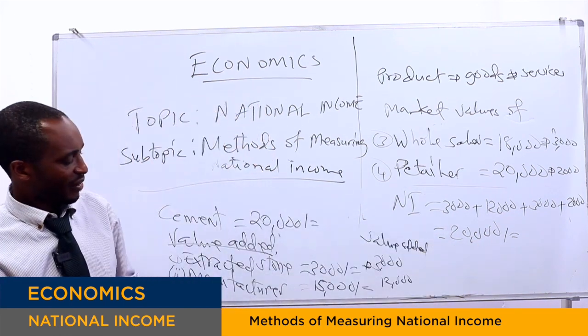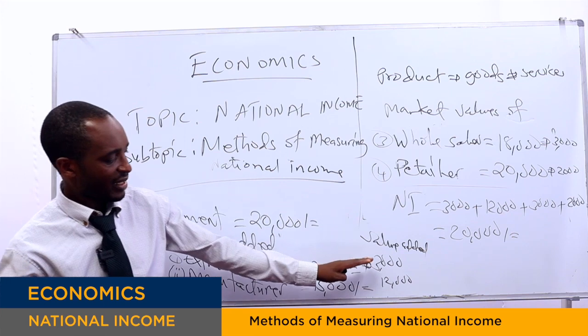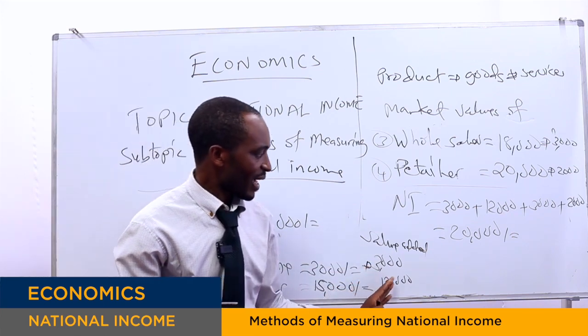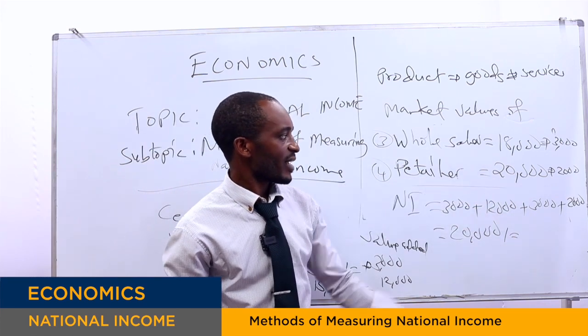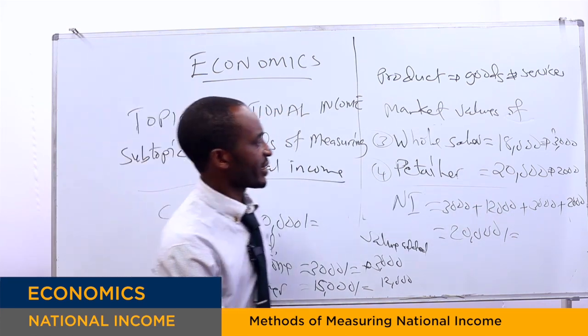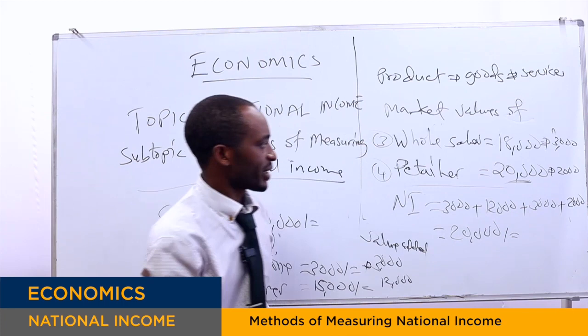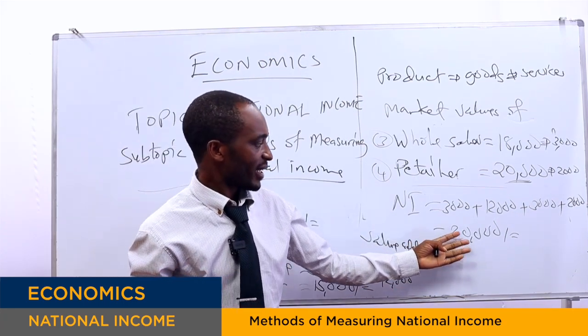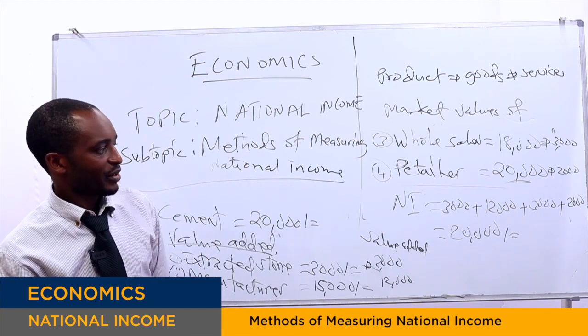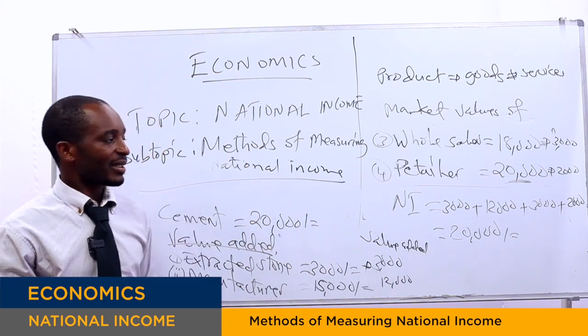So by using the value added method, we do it like this, by adding the value added in each stage. Or you can take just the final price, which is the retailing price, which is 20,000. It will be equal to the sum of the value added in each stage. So that is case number one.